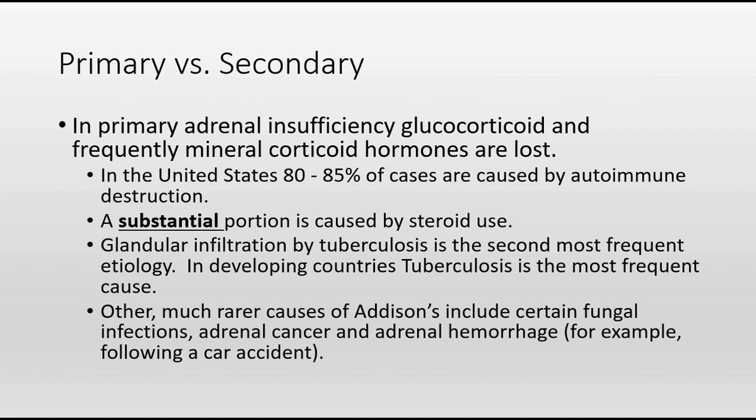Some other causes, one of the interesting things is tuberculosis, granulation of the tubules in the nephrons from tuberculosis. Very similar. We normally think of tuberculosis as a respiratory disease, but it's a multi-organ disease. So in developing countries, tuberculosis is the most frequent cause of Addison's crisis, as if they don't have enough to deal with.